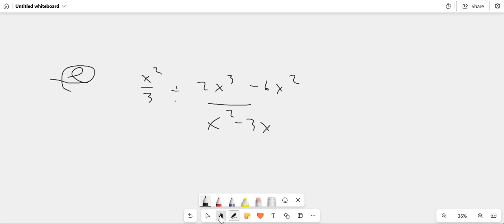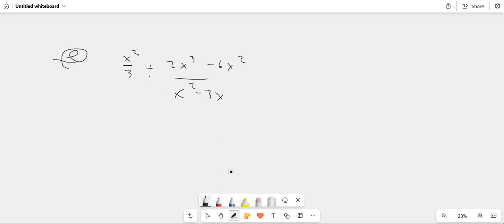So how do we do that? That's a question that everyone is asking. Well, they're going to get the answer to that question, yeah? Because what you're going to do is you're going to change this to times, yeah? And you're going to flip this fraction here to x squared minus 3x and flip the bottom here to 2x cubed minus 6x squared, yeah?